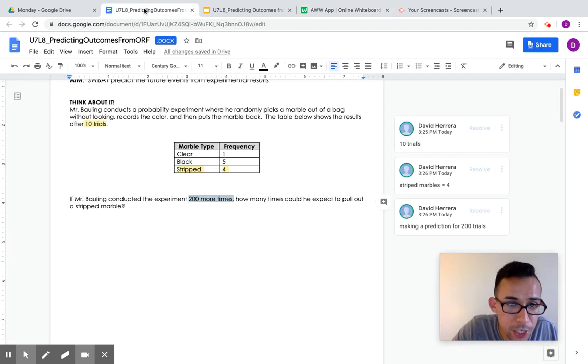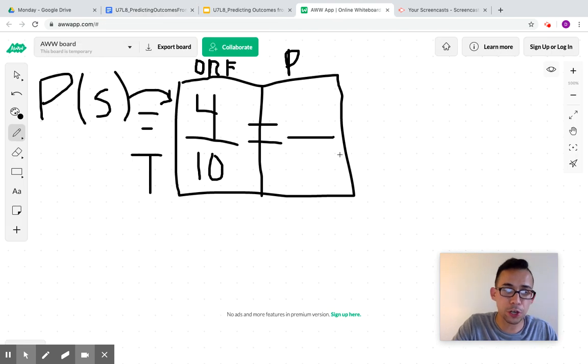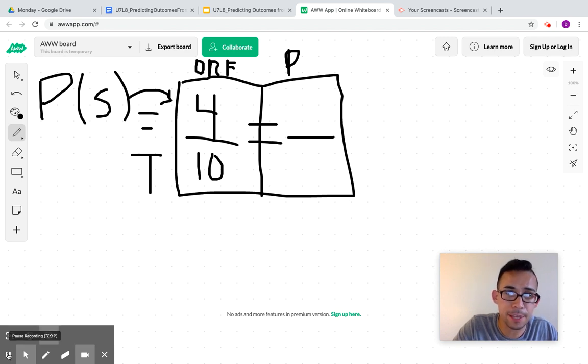And in the question, it states if Mr. Balling conducted the experiment 200 more times. So now we just got to make sure, where does that 200 go? Does that 200 go in the numerator or in the denominator? Take some time to think about that. I'm going to press pause, and you can do so as well if you need more time.